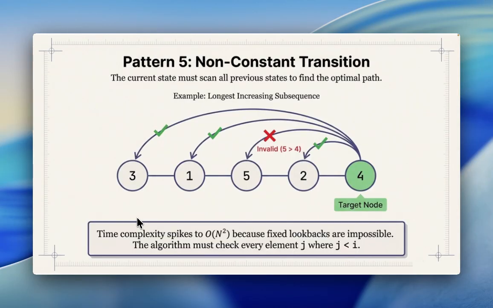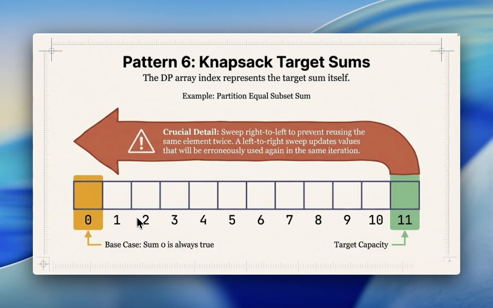Pattern 5, non-constant transition. The current state must scan all previous states to find the optimal path. Example, longest increasing subsequence, 3 1 5 2. Time complexity spikes to O(n²) because fixed loop hacks are impossible. The algorithm must check every element j where j is less than i.